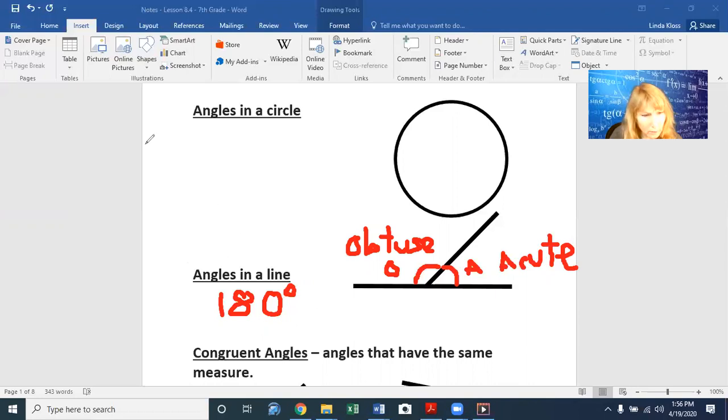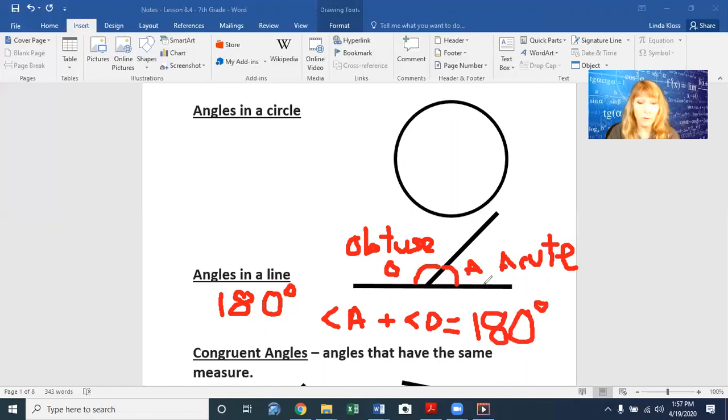So I'll type that. Angle A plus, and this is how you designate it, that little symbol means angle, angle O equals 180 degrees. Because we have a line, and didn't I tell you a line is 180 degrees?